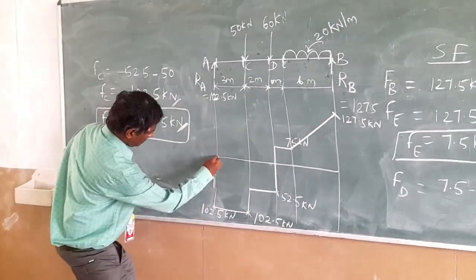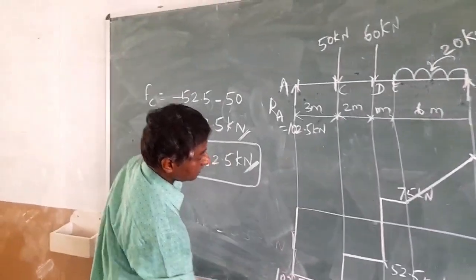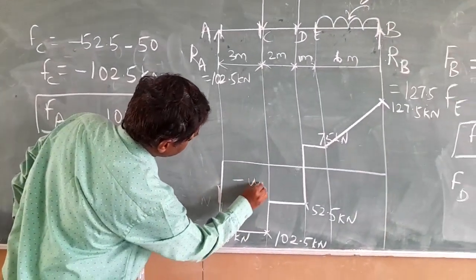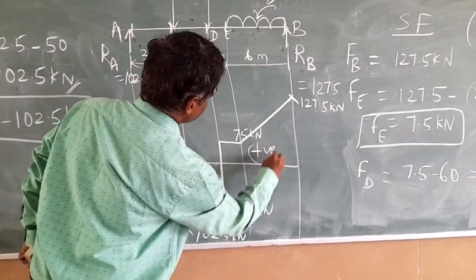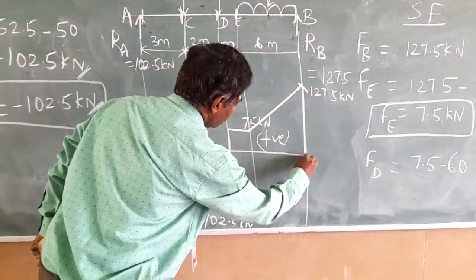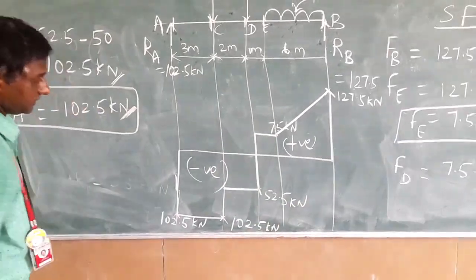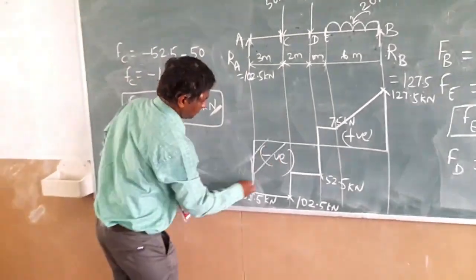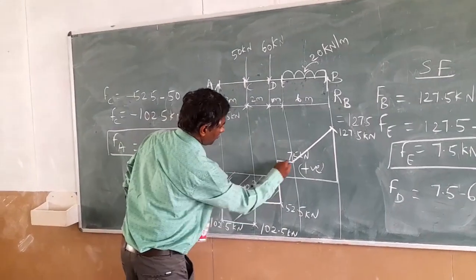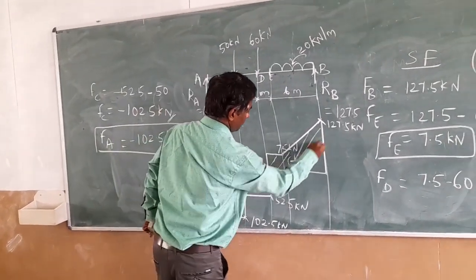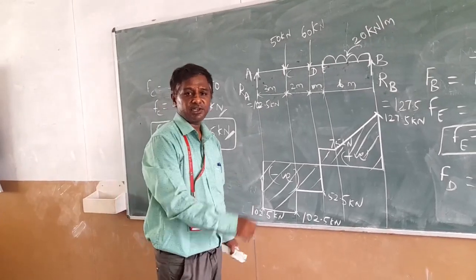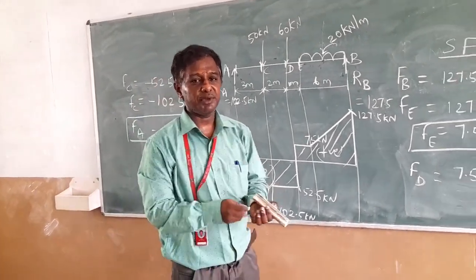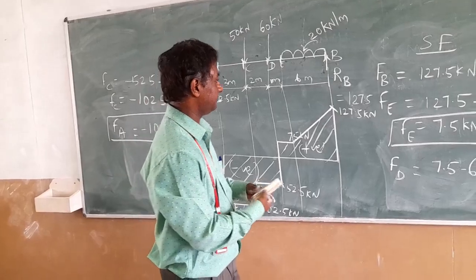Okay. So this is negative shear force. This is the positive shear force. Close the value to 0. Okay. This is the shear force diagram. Okay. Now let's go on to finding the bending moment values at each and every point.